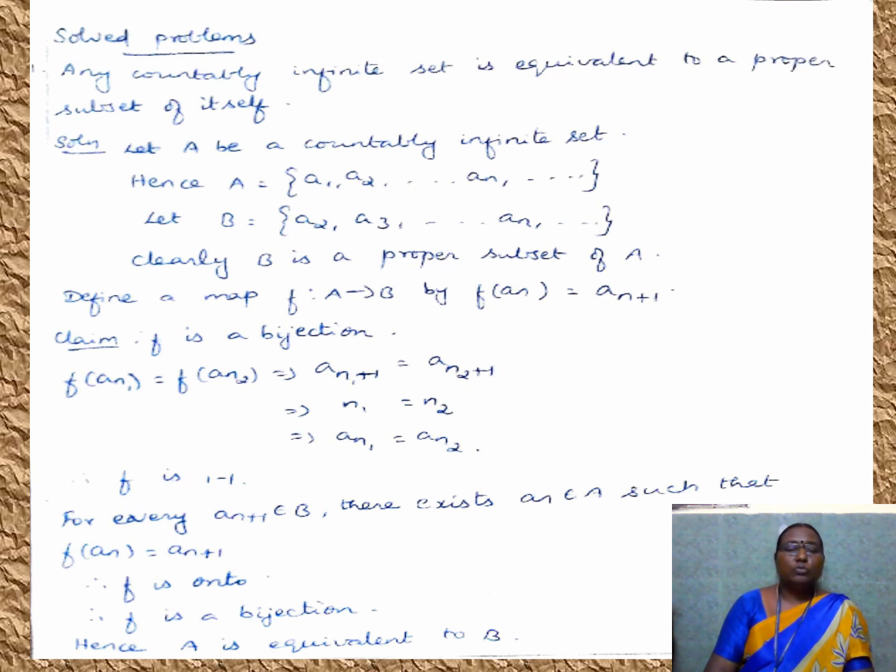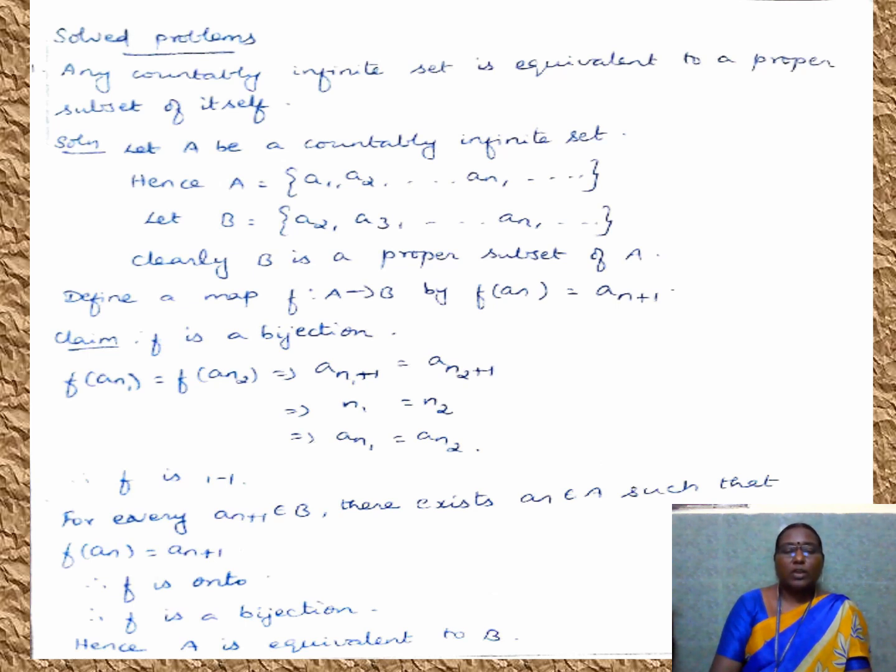So I have to prove that this A and B are equivalent. So I am forming the map f from A to B by f of an equal to an plus 1. So what is the image for the element a1? Yes, it is the element a2. For the element a2, the image is a3. Likewise, we are defining the map f. So I am going to prove this f is a bijection.